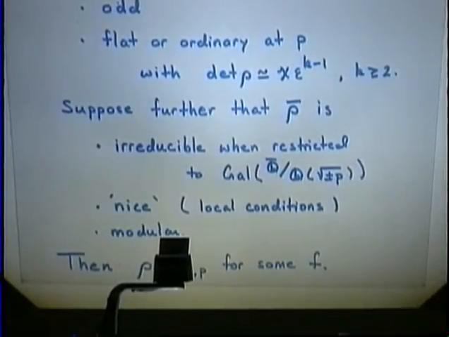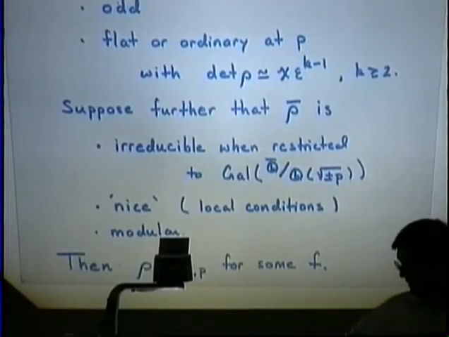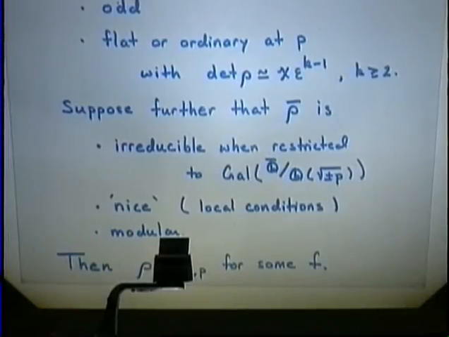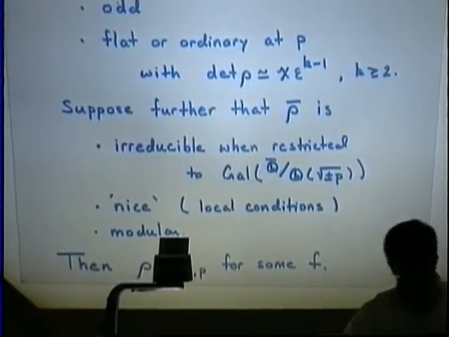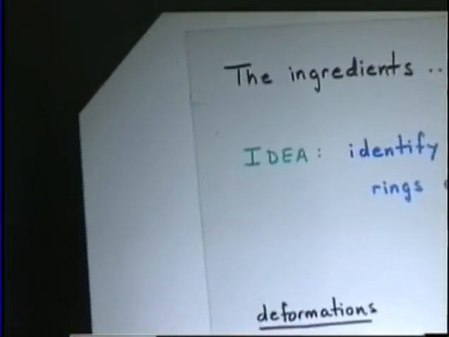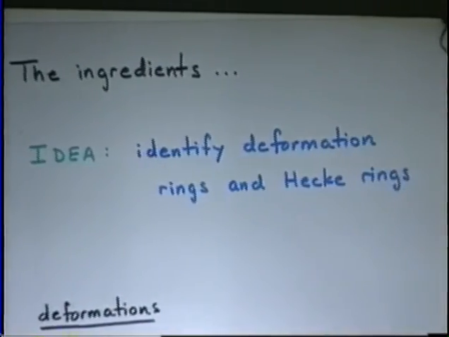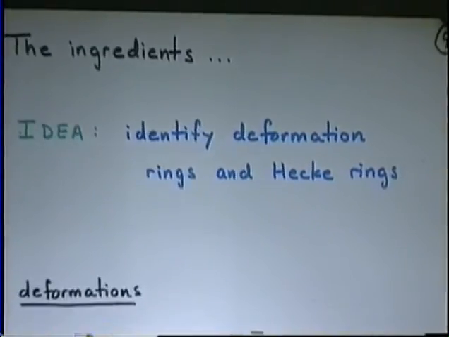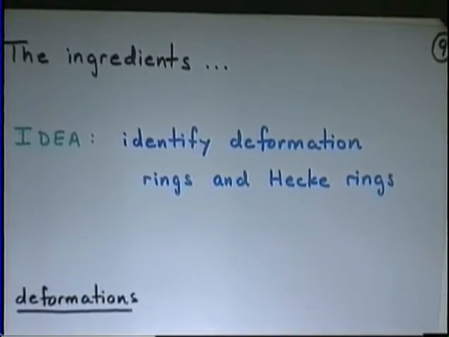And what I'm going to do for the rest of the talk is to discuss some of the ingredients that went into this proof, because I want to be able to discuss some of the refinements or generalizations that have occurred in the last few years, and I need to be able to refer to these ingredients. So the idea, by now familiar to people that have sat in talks like the one I'm giving, is to identify deformation rings and Hecke rings. So I need to say a few words about what these are.